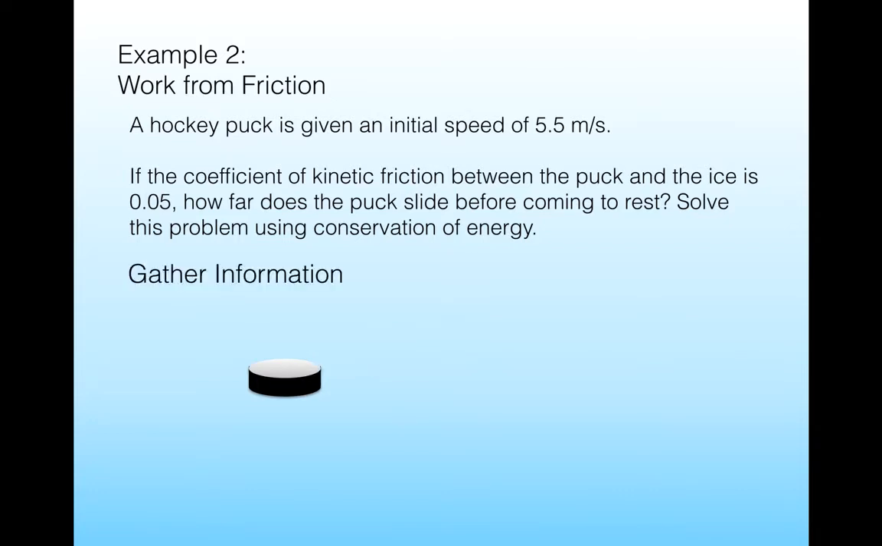So again, we will gather our information. First thing we're going to do is draw a free body diagram for this puck. So we know that there's a weight due to gravity in the downward direction, and that's exactly balanced by the normal force, the contact force of the ice on the puck from below. We also know that there is a frictional force which is pushing in the opposite direction that the velocity of the puck is going. So if the velocity is moving the puck towards the right, then that frictional force is in the opposite direction.